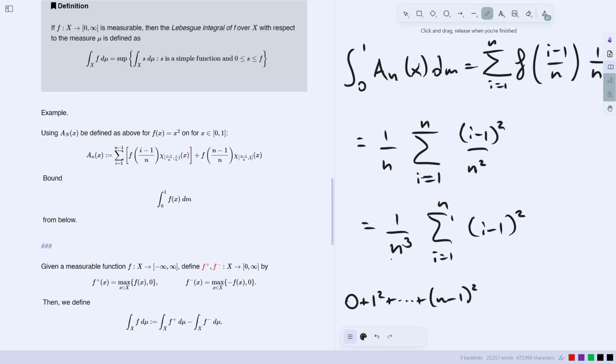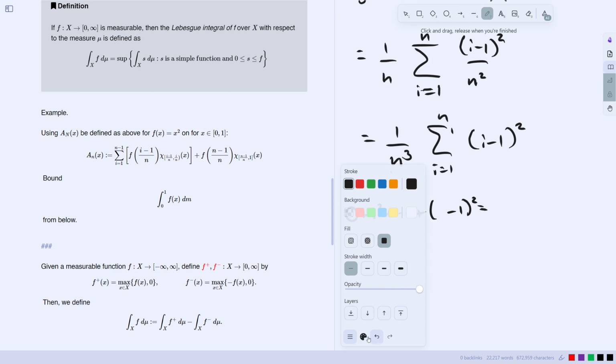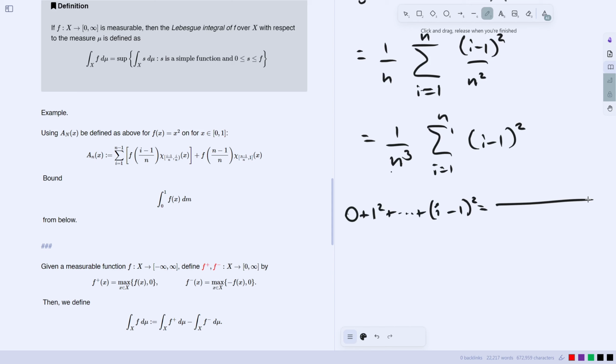I maybe should remember this by heart. This is very unprofessional, right? This is going to be equal to, well, in this case, it's not n, it's i. Okay, this right here, you can look this up. It's just the sum of squares of n natural numbers. This is going to be n minus 1 times n times 2n minus 1, substituting n for n minus 1, over 6.